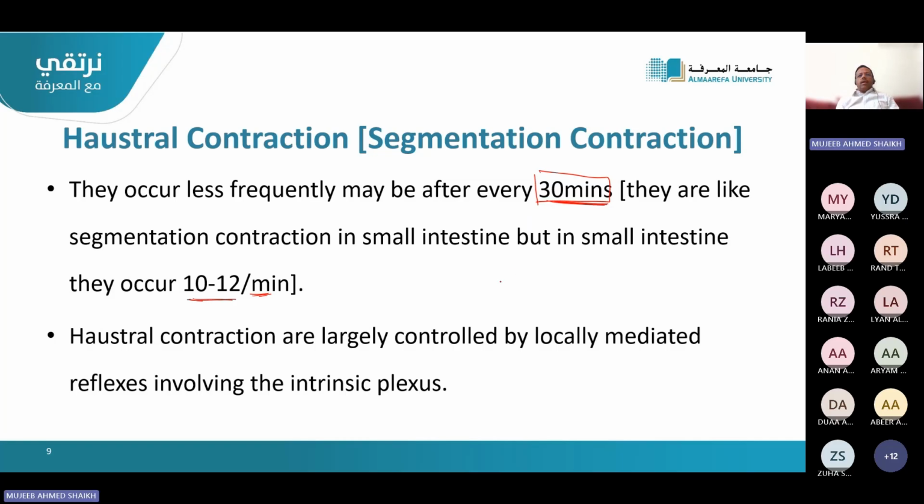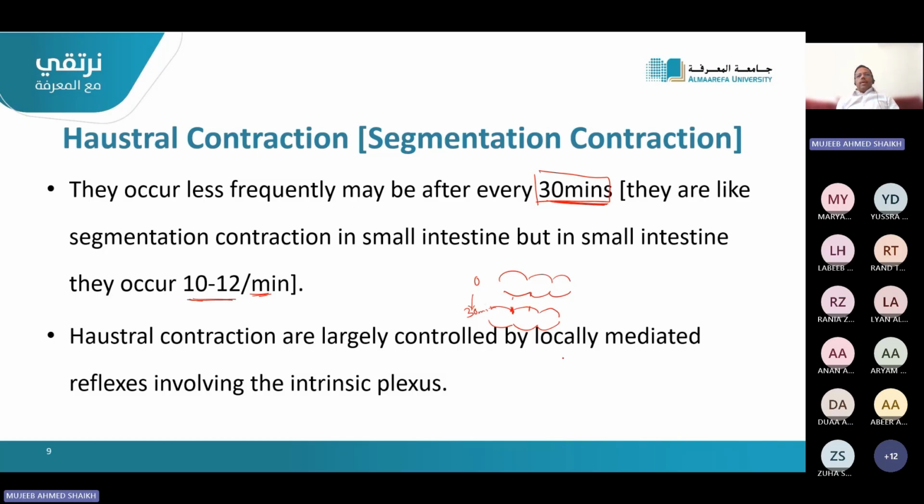So one time they contract, suppose this is the initial stage, 0 time, and maybe after half an hour it will become like this. So this is 0 and this is 30 minutes. After 30 minutes, the second contraction, because this area was relaxed, now it is contracted here. This area was contracted, it is relaxed here. So it is occurring after 30 minutes, very slow.